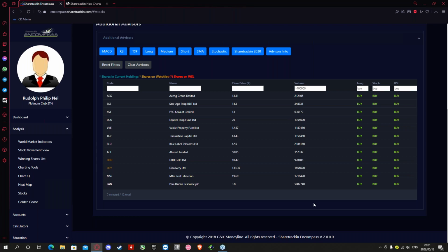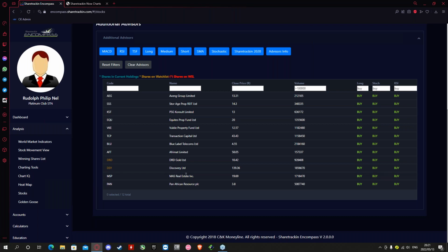Okay, so during trading hours you can only use long and stochastic, but if you don't want to work through a really long list, add RSI as well to make your list even shorter. The shorter your list, the better, because it means that you don't need to do as much work on that list. So from here you can go and start to analyze your shares.